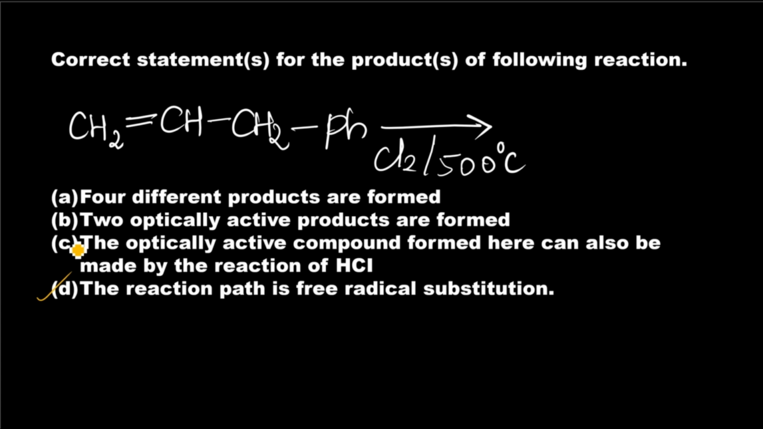What about other options? For that, we have to do the reaction. So let's proceed with the reaction. We have the reactant CH2=CH-CH2-Ph, right? So which radical would be much more stable? We found that it is undergoing free radical substitution. Actually Cl2 is there, so which would be stable?